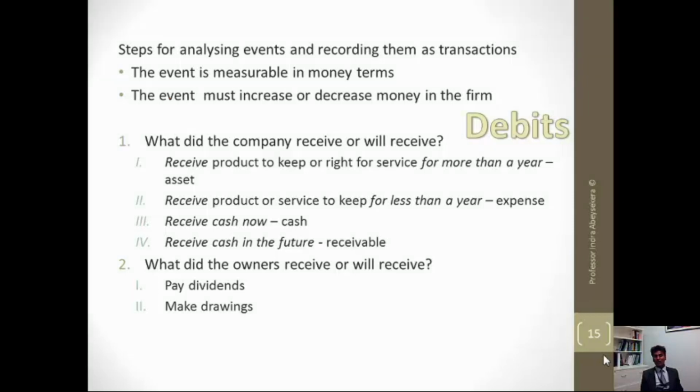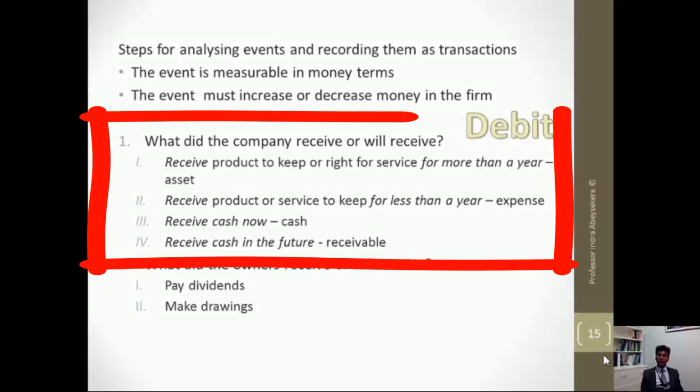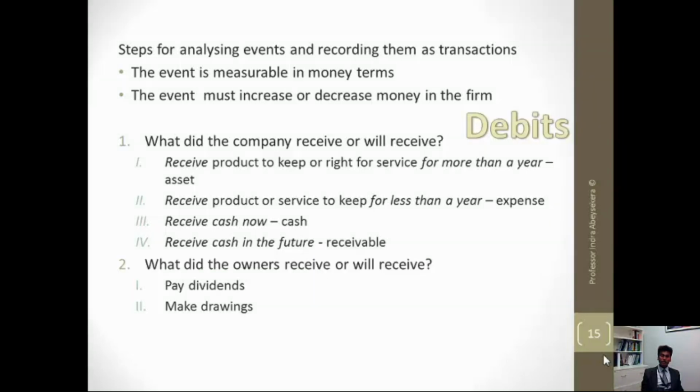Now that we have decided they are debits, let's identify the category under which we need to record it. If it is a product that was received or right for service that was received and the organization is going to keep it for more than a year, that's an asset category. If we receive a product or service but we are going to keep it less than a year, we are going to use it up, then it is an expense. If we receive cash in the future, then we record it as receivable.